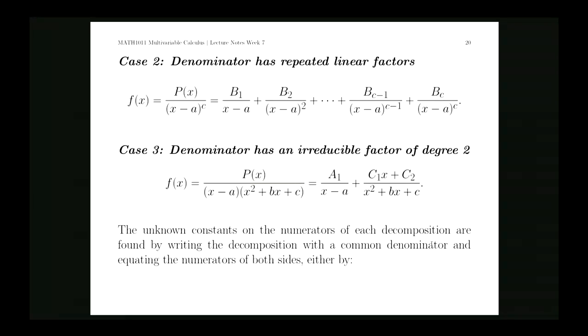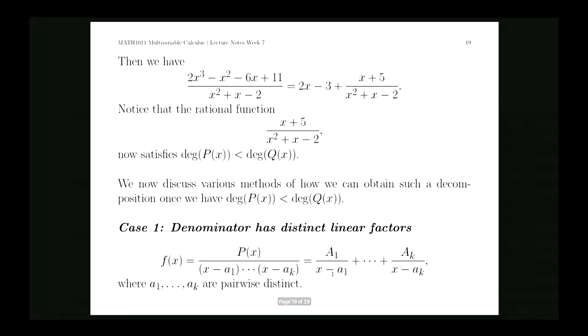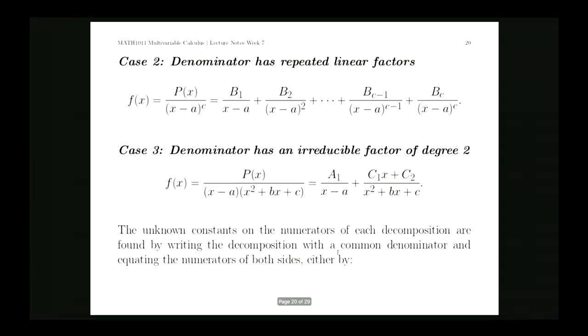If the denominator has a quadratic that you can't factor into real roots, something like x squared plus 1, then those terms will spit out an unknown linear function up the top. Notice the pattern. This one is a linear; one order less than linear is a constant. This one's a quadratic; one order less is a linear.